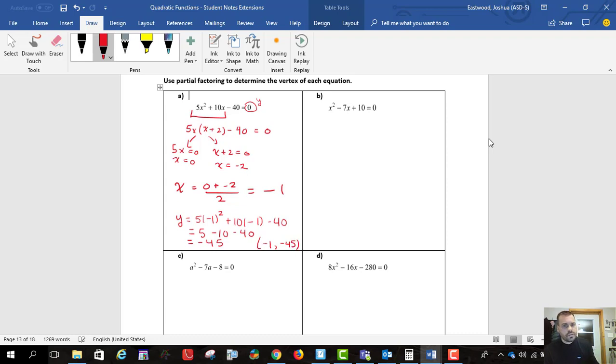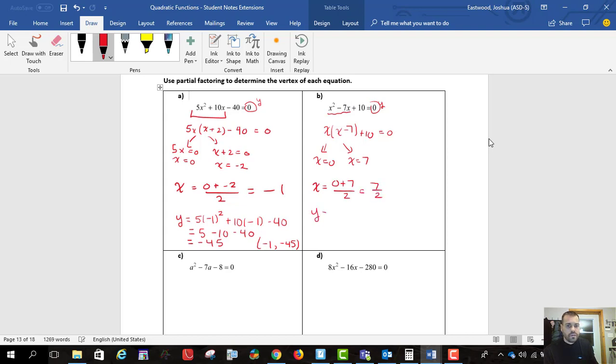Okay, if we do the same thing here, we would take these two terms. We'd say, okay, the common factor there is x, and we have x minus 7 left over, plus 10 equals 0. And again, we're assuming that that's our y. So we get either x is 0 or x is 7. So our axis of symmetry becomes 0 plus 7 divided by 2, which is 7 over 2.